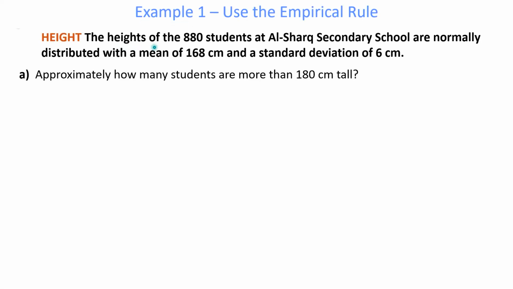Example 1. The heights of the 880 students at Al Sharq Secondary School are normally distributed with a mean of 168 centimetres and a standard deviation of 6 centimetres. So we'll make a note of this first. These are our two parameters.